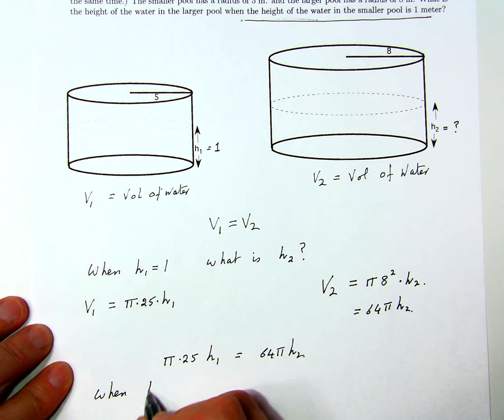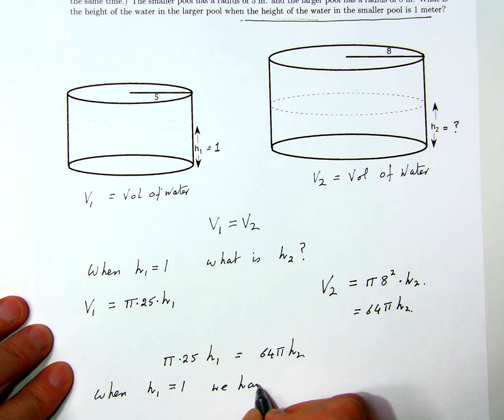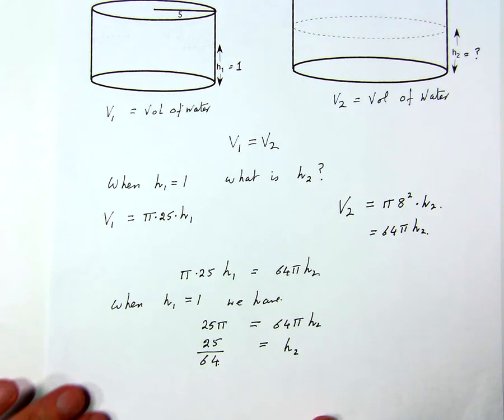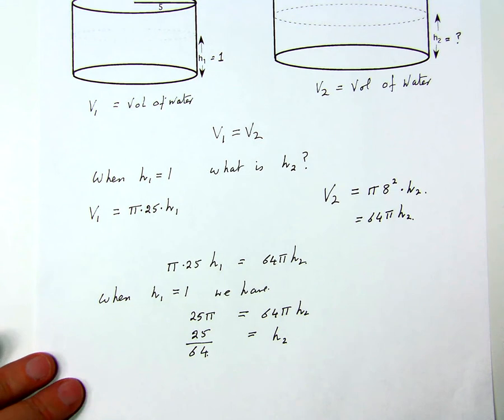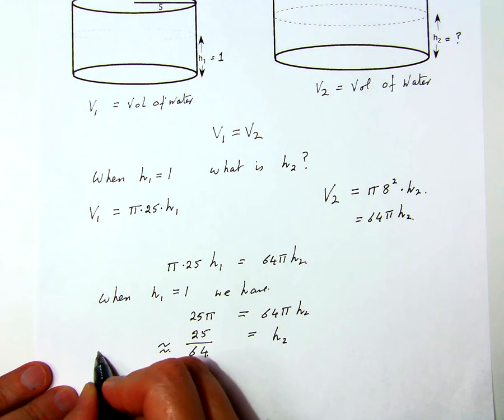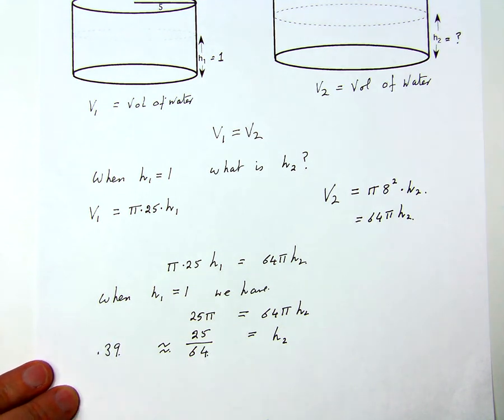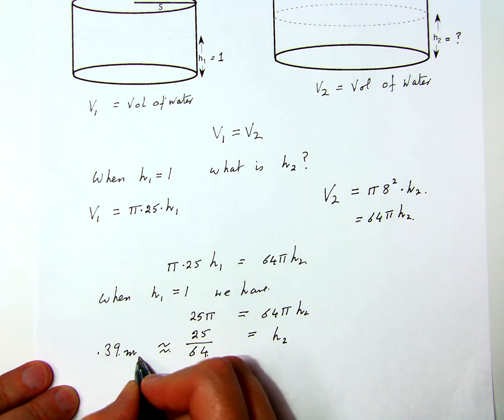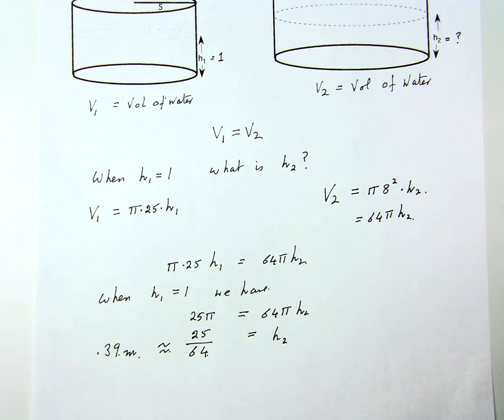So when h1 equals 1, we have 25 pi is equal to 64 pi times h2. We have h2 is equal to 25 over 64. Oops, sorry about that. It's 25 over 64, which is approximately 0.39, and now our units here are given in meters. So it's approximately 0.39 meters.